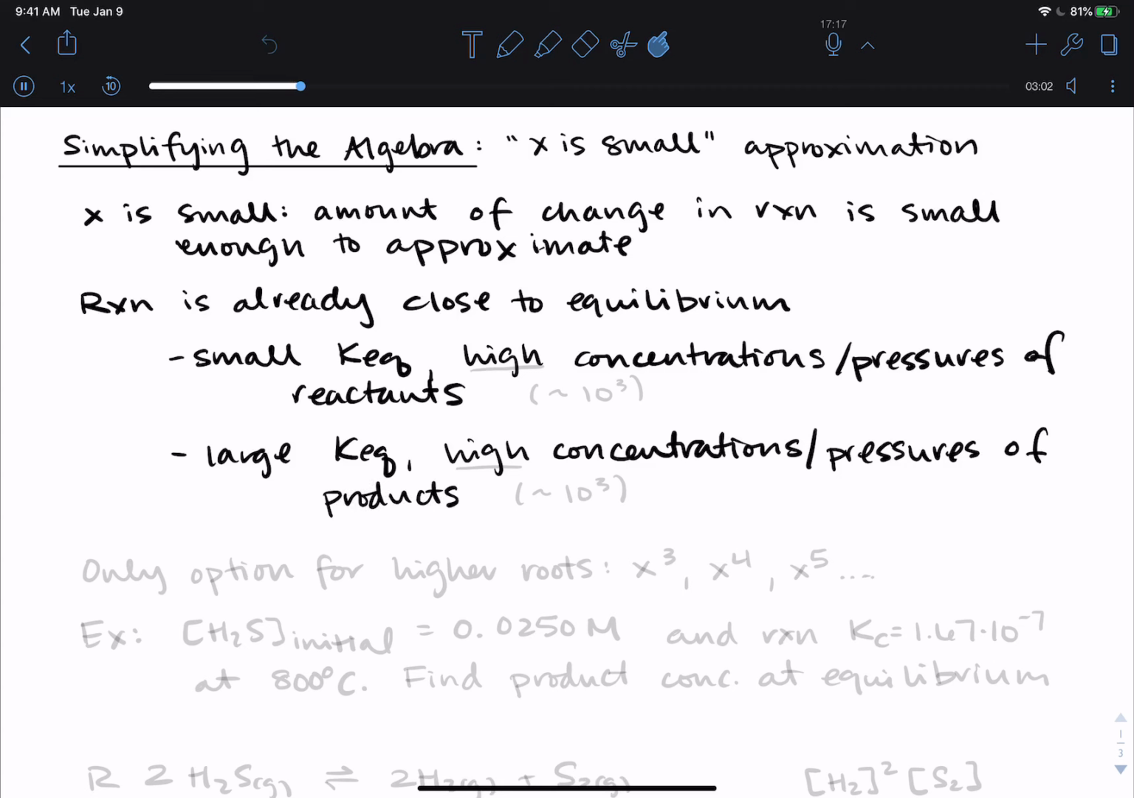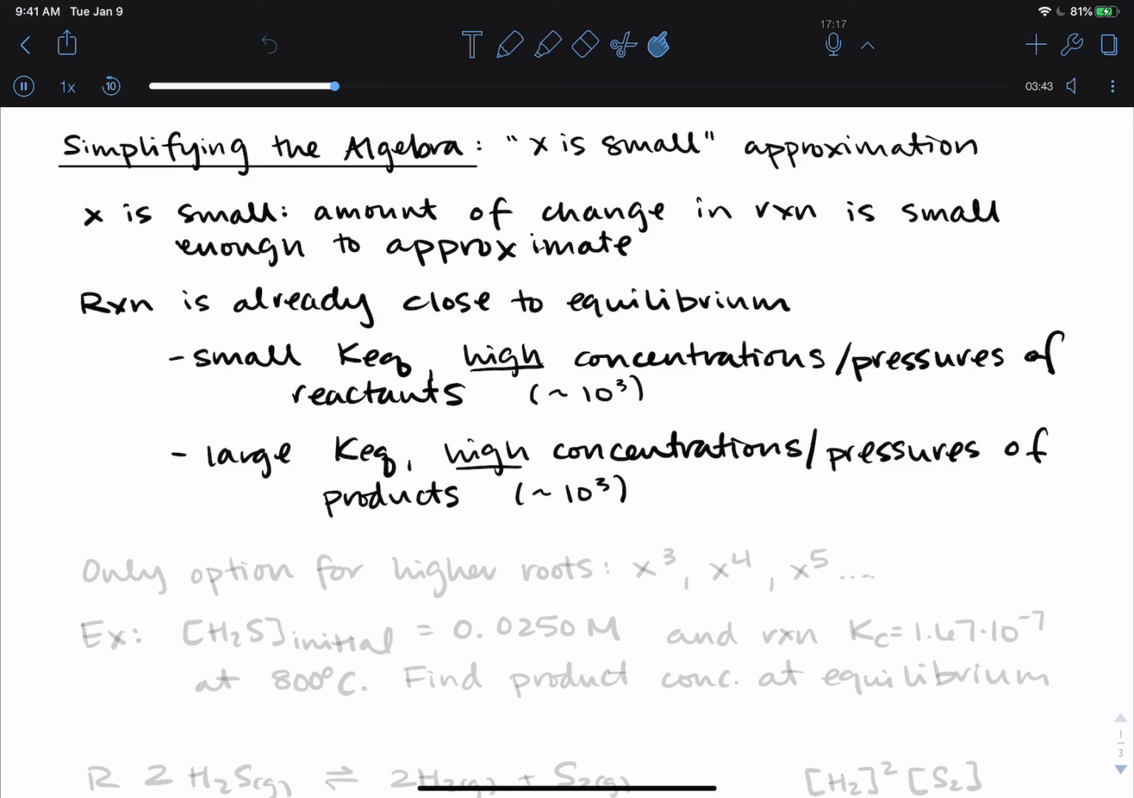Now, the word high is really qualitative. In terms of magnitudes, for a small Keq with high concentrations or pressures of reactants, you want a difference of about 10 to the third. For a large Keq and high concentrations or pressures of products, your Keq should be at least on the order of 10 to the third. We are going to do examples, so you will get to see this. So here is one case.